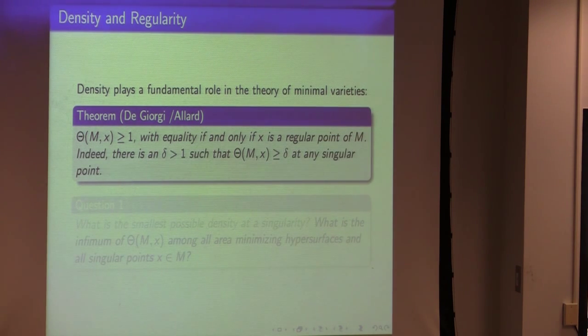And in fact, there's some gap. If the density is equal to 1, it's regular. So any singular point has to have density strictly greater than 1, but there's even a gap. There's some positive delta, so at a singular point the density has to be greater than 1 plus delta, so the densities of singular points are bounded away from 1. It's not just that each one is bigger than 1. The gap depends on the k and n? Yeah, a priori, right. Yeah.